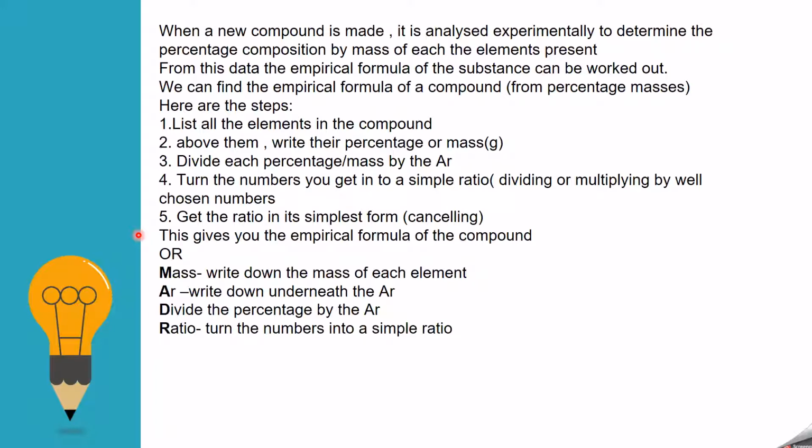List all the elements in a compound. Above them write the percentage or mass in grams. If it's not in percentage, then the mass will be in grams. Then divide each percentage or mass by the AR, and then turn the numbers you get into a simple ratio by dividing or multiplying by well chosen numbers. And finally, get the ratio in its simplest form by cancelling. And this should give you the empirical formula of the compound.